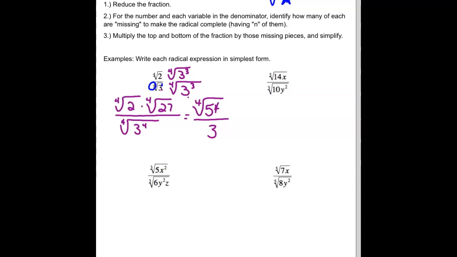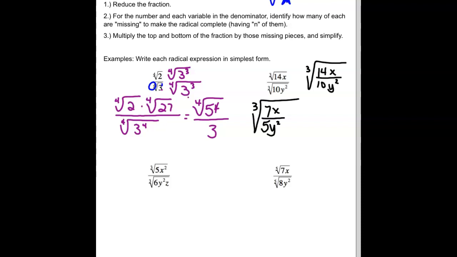All right, my next example here, again, they're both the same kind of index, so we have cube roots. I'm going to put this together and try to reduce what I can. I have x's in the numerator and y's in the denominator, so I can't get rid of any of that. But I can reduce the 14 and the 10 by 2. So I'm going to think of this as the cube root of 7x over 5y squared.